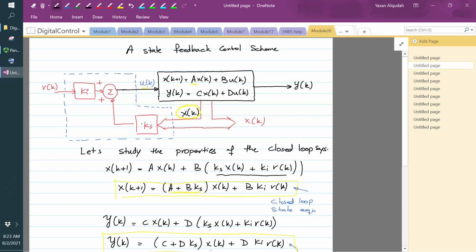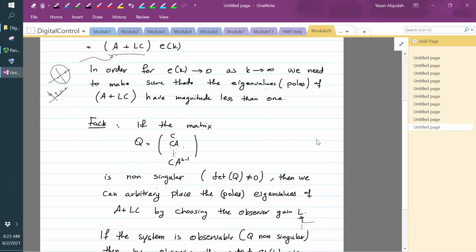Now we have the conditions that we have to meet in order to make sure the error of the observer goes to 0 in the steady state. And if we meet these conditions, if the system is observable, then we should be able to estimate the states of the system and use them in the design of the controller.